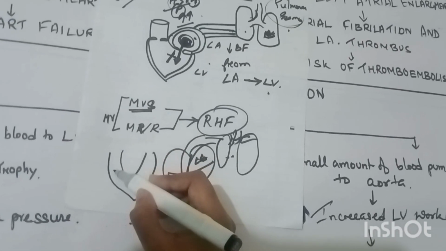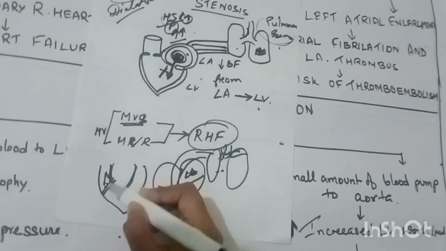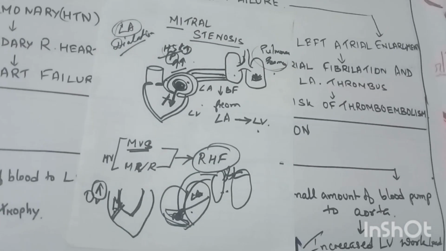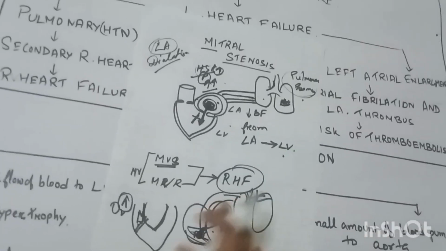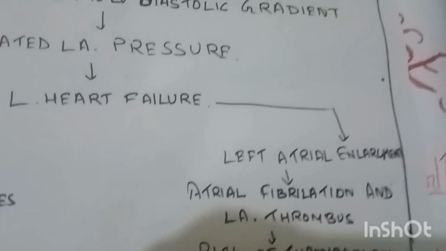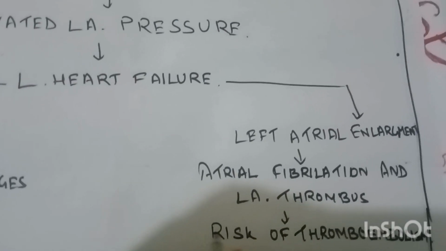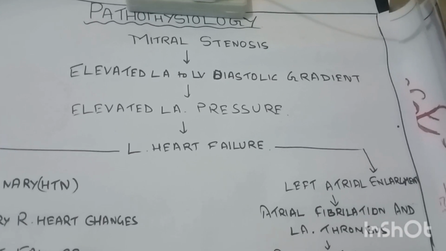And if there is an increase in muscle, that is the ventricle is thickened, we need more oxygen supply, but only a small amount of blood is getting oxygenated and sent back, and because of that we can see right heart failure too. And after that we can see left atrial enlargement, because there will be more pressure. After that, atrial fibrillation and thrombus, risk of thromboembolism can be seen in this mitral stenosis condition. This is the whole pathophysiology of mitral stenosis.